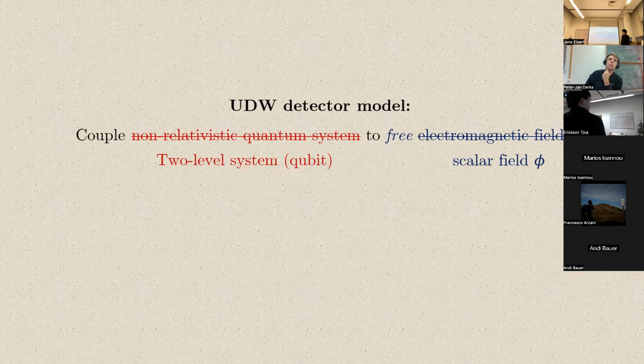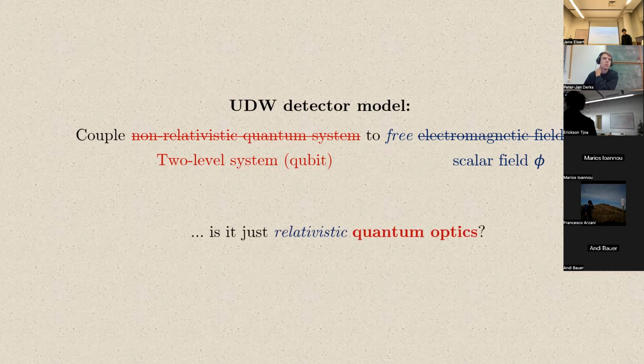So the Unruh-DeWitt detector is really replacing the whole non-relativistic quantum system you couple to with just a two-level system, let's call it a qubit, and replacing the free electromagnetic field with just a free scalar field. Okay, that's the punchline of the model. And I think this is the first time I make such a clear punchline, so I'm great.